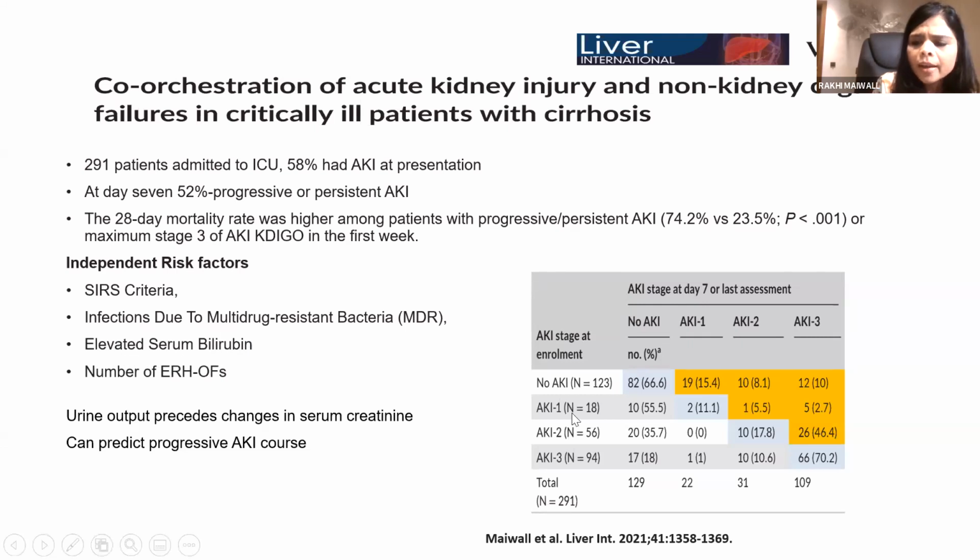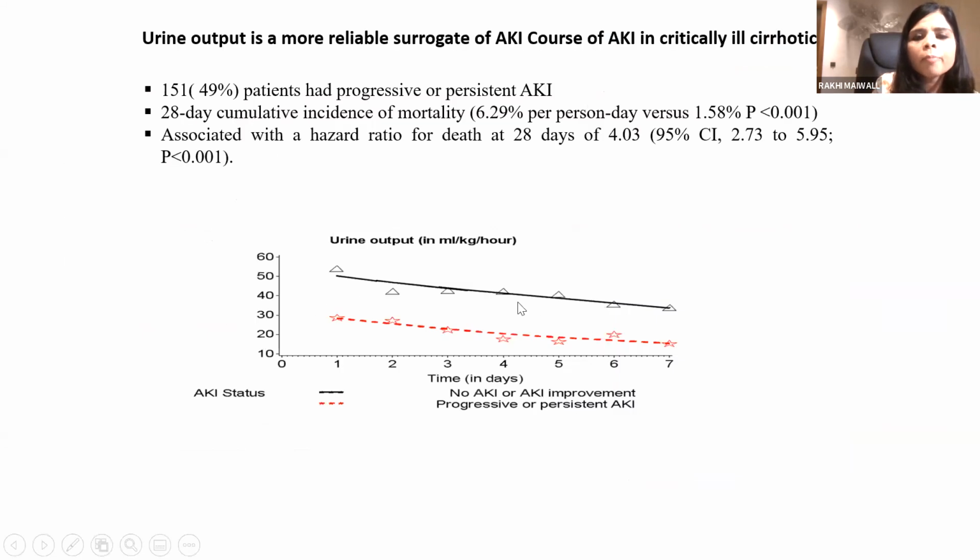Now, the other very important part of this study was that we showed in a prospective, this is the first and the only study, which is a prospective cohort study. And we showed that urine output over here, these are the progressors and the persistent patients who had AKI at day 7, the urine output was preceding changes in the elevation of serum creatinine.